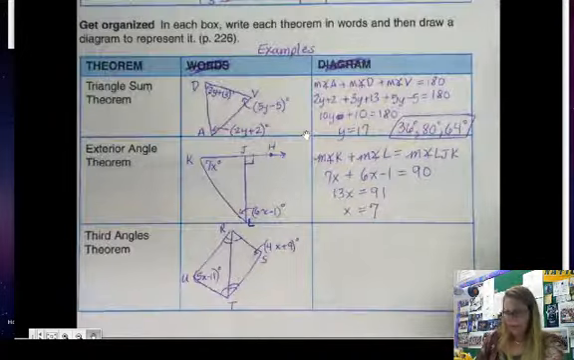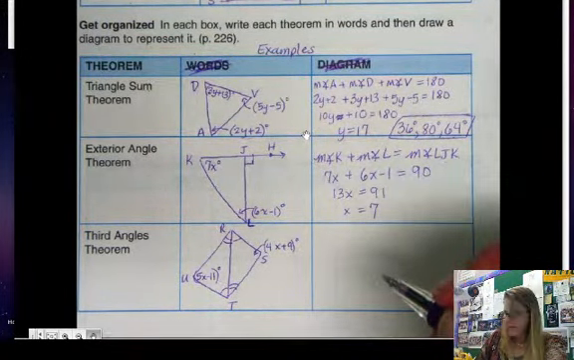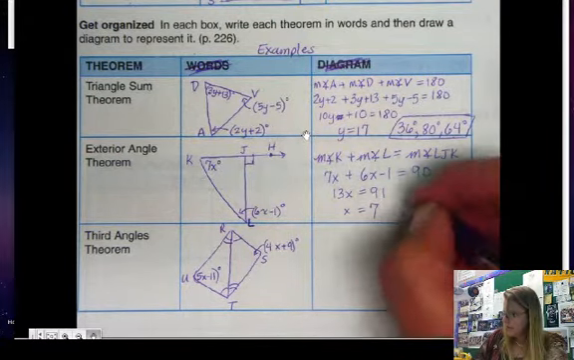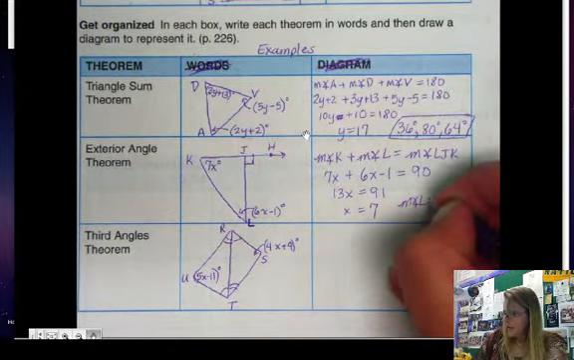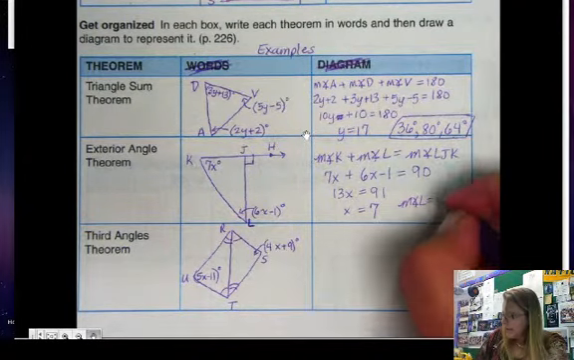So then if I plug it back in, to find out what the measure of angle L is, for example, I plug it in. 7 times 6 and then minus 1 is 41 degrees.